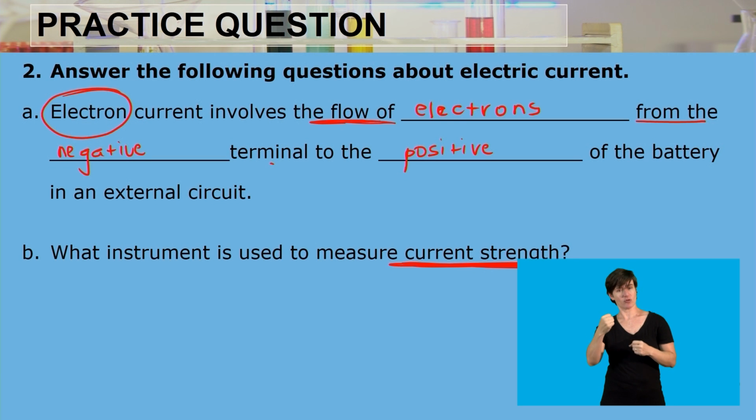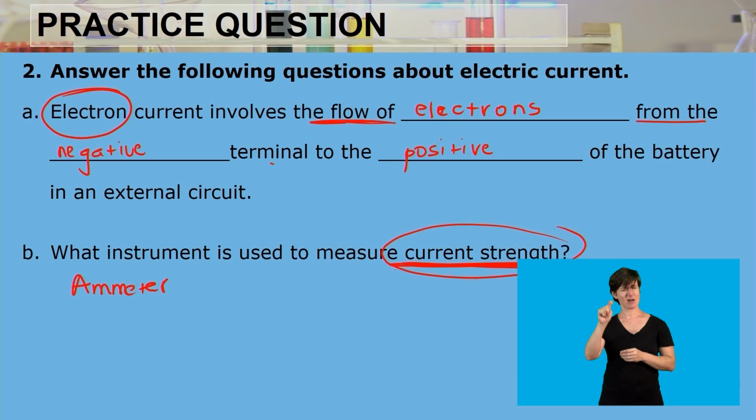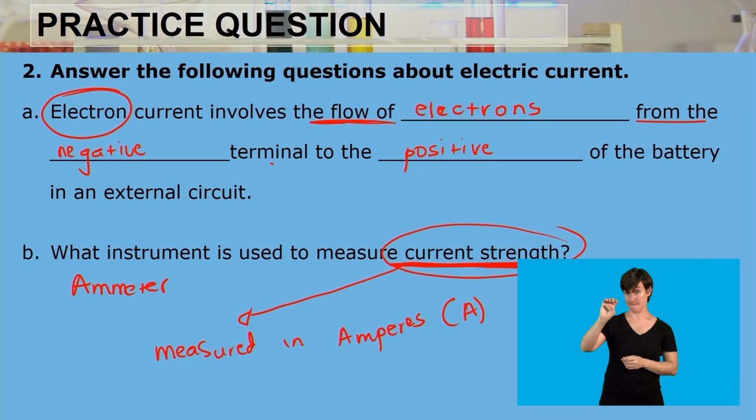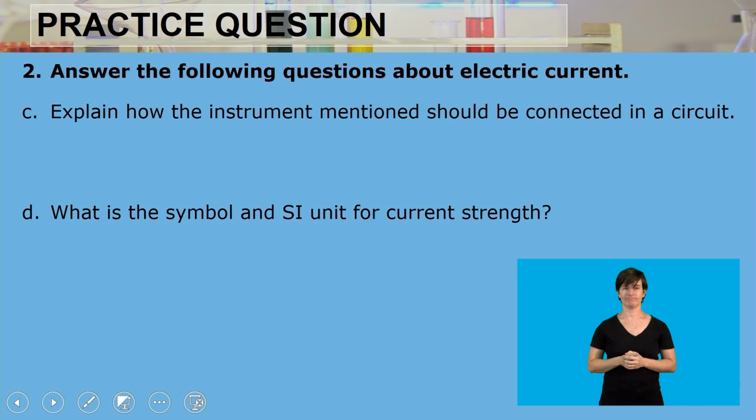The instrument that we use to measure the current strength is an ammeter. The current strength is measured in amperes, and the symbol is A. What you are going to see in an electric circuit to show that an ammeter was connected is the symbol A. Now, we move on to our next question, where we need to answer the following questions about electric current still.